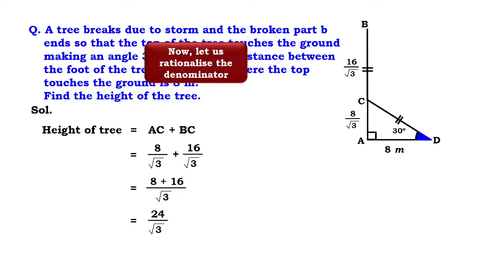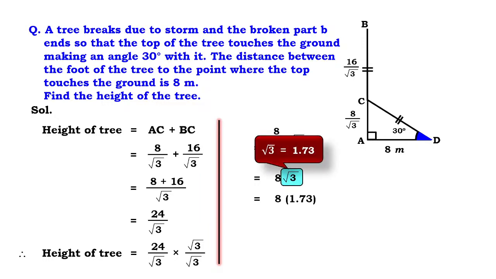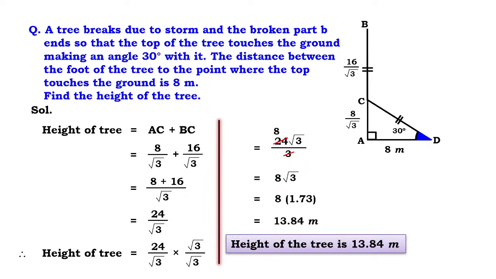24 by root 3. But root 3 cannot come in the denominator. So I have to rationalize it. So 24 root 3 divided by 3. That means 8 root 3. Correct? But root 3 value is 1.73. So what is the value here? 13.84 meter. Easy? Yes? Okay. Shall we move on with the next question? Okay.